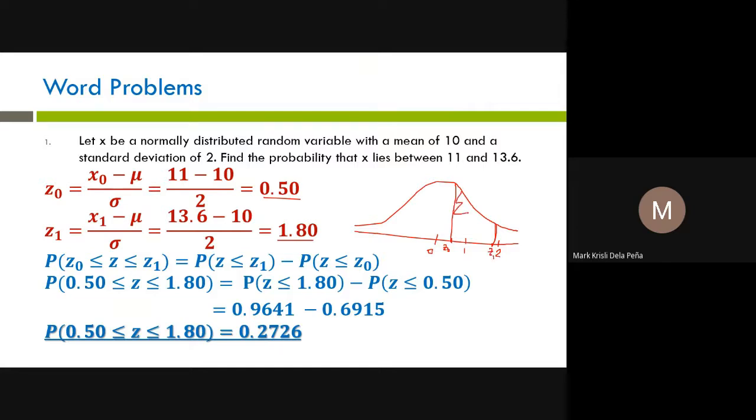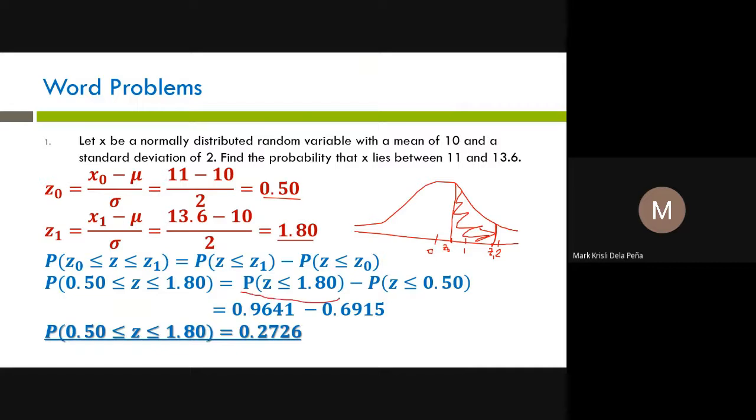So we'll have to find this area. And that area is this, the probability of z sub 0 less than or equal to z less than or equal to z sub 1. So we can rewrite that notation as the probability of z less than or equal to z sub 1 minus the probability of z less than or equal to z sub 0. So our z sub 1 is 1.80 and our z sub 0 is 0.50.